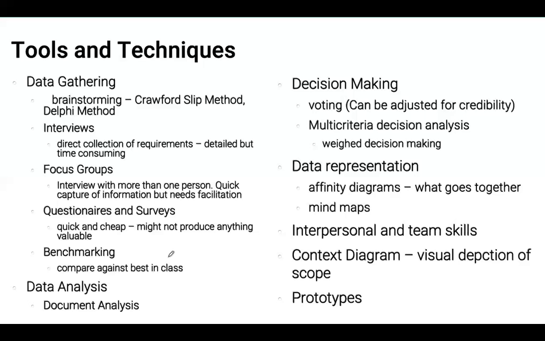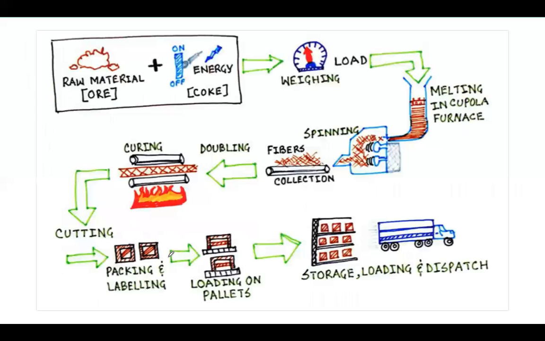Context diagram is a visual depiction of scope, and then prototypes are very straightforward. So this would be a context diagram for production of, I think, some glass fibers or something such. So you will start with raw material, go through all these processes, and then you end up with a produced material. So that's a context diagram. It's a sort of a process flow of what's going to be happening within the scope.